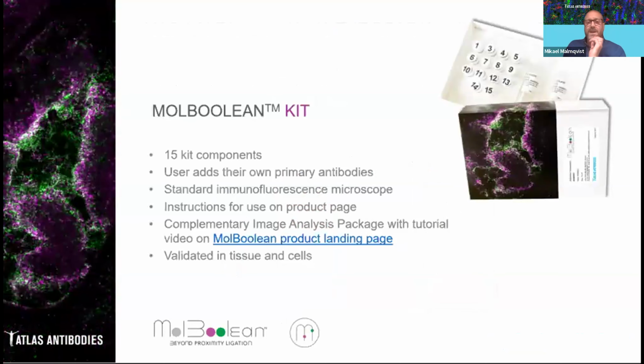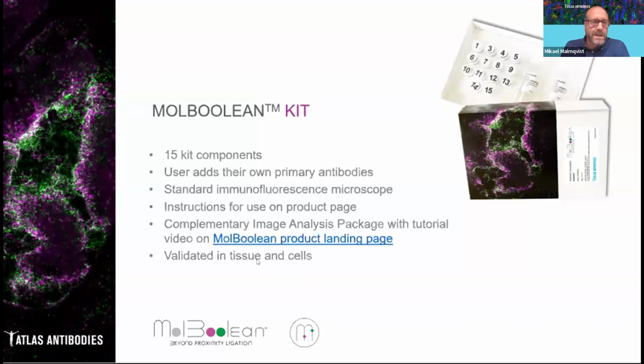So the MolBoolean kit consists of 15 components, and everything you need to perform the MolBoolean assay is included in the kit, except the primary antibodies. So the primary antibodies are the choice of each customer to add. You can use a standard immunofluorescent microscope, either epifluorescence, or you can use, but it's better to use confocal, obviously, to get sharper, crisper images. And on the product page, you can find instructions for use and an animation video. There is also an image processing, image analysis tool, and an image analysis tutorial video available.